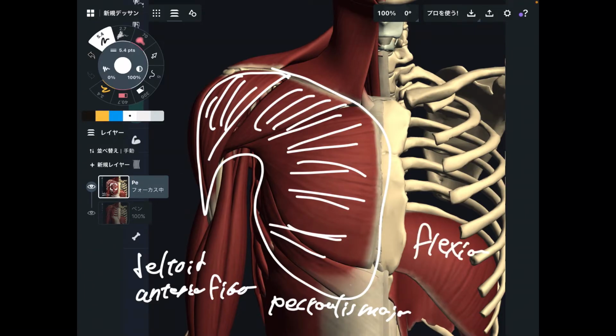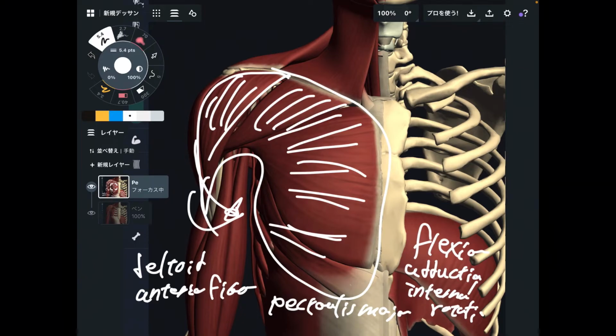Shoulder flexion is when you raise an arm from front way. This is flexion. Next one is adduction. Adduction is you closing arm movement. That is adduction. Next one is internal rotation. Internal rotation is you literally rotate your arm inward. That is internal rotation. One more function.